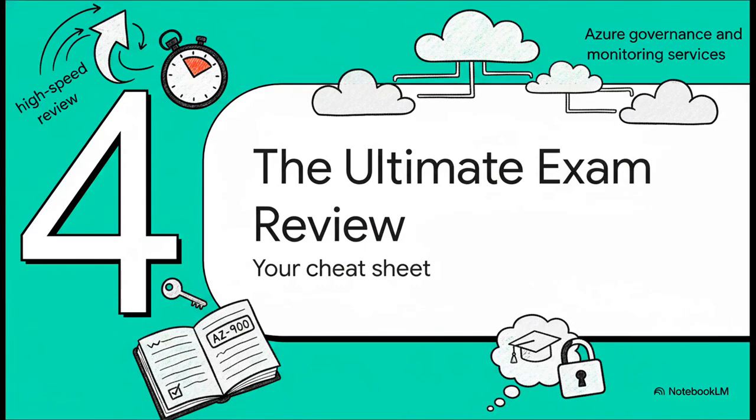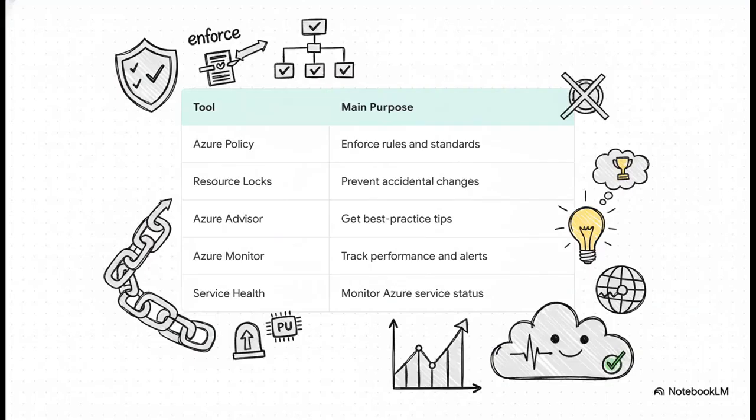Let's pull this all together with a high-speed review. This is your cheat sheet to lock in all these concepts for the AZ-900 exam. Think of this as your mental decision tree for the exam. If you see a question about enforcing rules, your brain should immediately go to Azure Policy. Preventing accidents? That's a resource lock. Getting best practice recommendations? Azure Advisor. Tracking CPU and setting up alerts? Azure Monitor. And a big Microsoft service outage? That's Service Health. Simple as that.